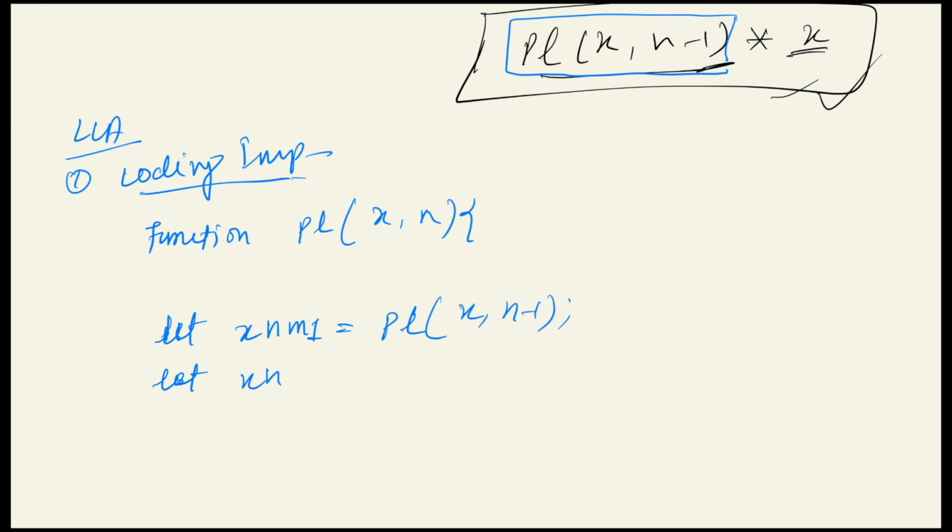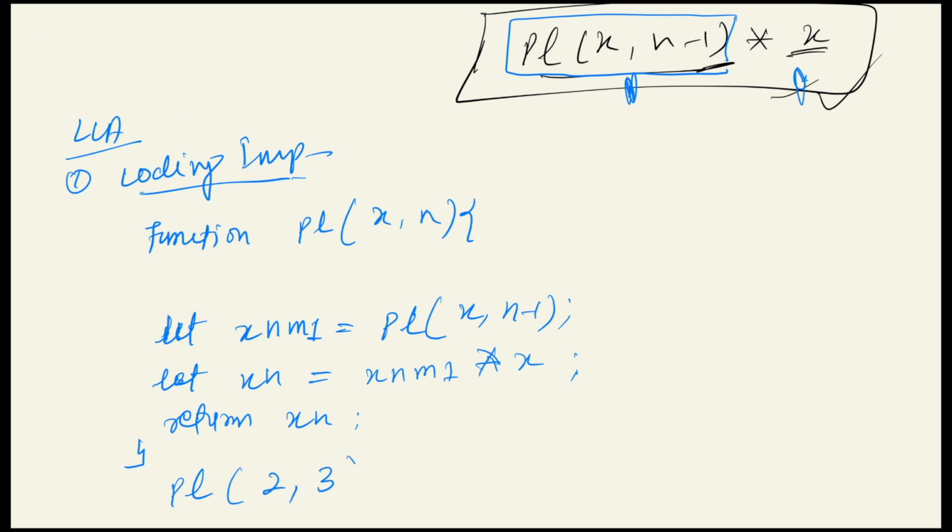and the next one will be x power of n. This will be like x power of n minus 1, which is this term, multiplied by x. Okay, so here we will multiply x. This will be our next step, and here we will return x power of n, and body will be closed. Here we will call the function where the value of x will be 2 and the value of n will be 3.